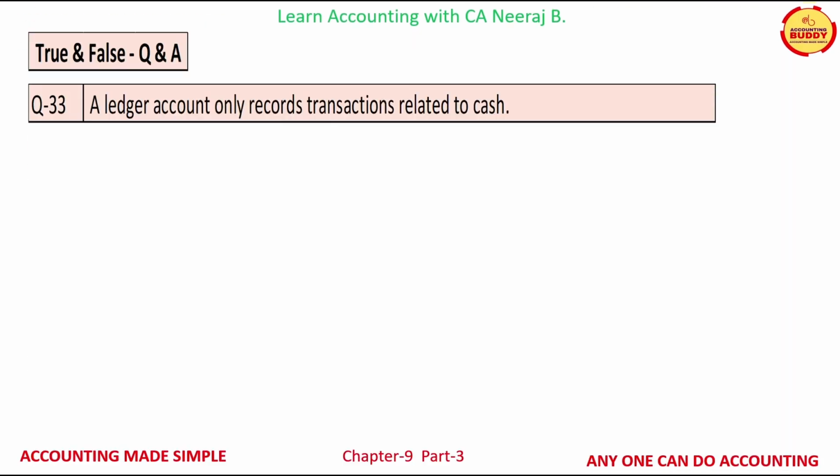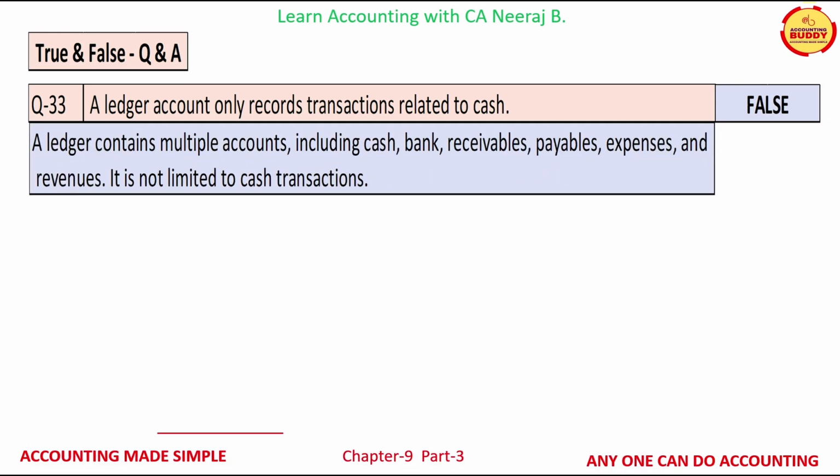Question number 33 is a ledger account only records transactions related to cash. This is a false statement. A ledger contains multiple accounts including cash, bank, receivables, payables, expenses and revenue. It is not limited to cash transactions.